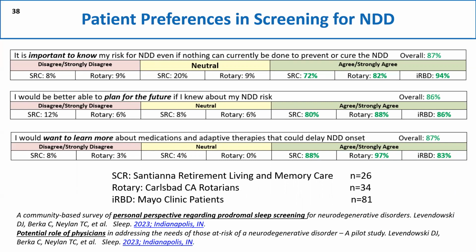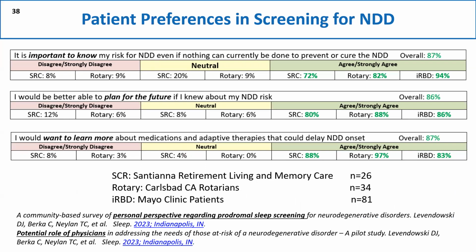So back last fall, Mayo Clinic published a study where they surveyed patients who had been diagnosed with REM sleep behavior disorder, and then they were counseled about the REM sleep behavior disorder and its risk as a prodromal indicator or a marker for Parkinson's disease and Parkinson's disease dementia. So they asked the patients a number of questions about that.